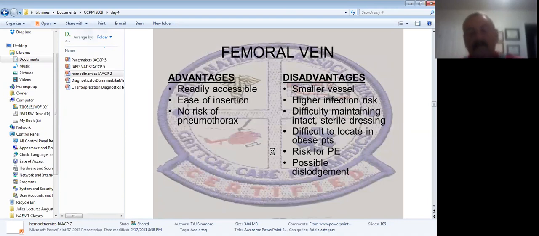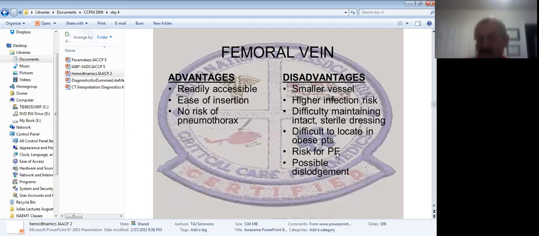So it is a small vessel. There is a really high risk of infection. Again, anytime you're in the inguinal area, the risk of infection is always kind of the issue. It's really hard to maintain sterility. Sometimes with obese folks, you actually have to move a lot of kind of stomach around.